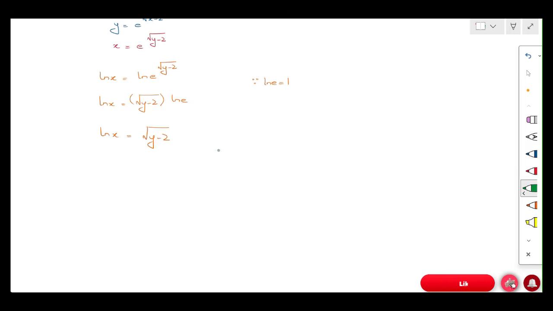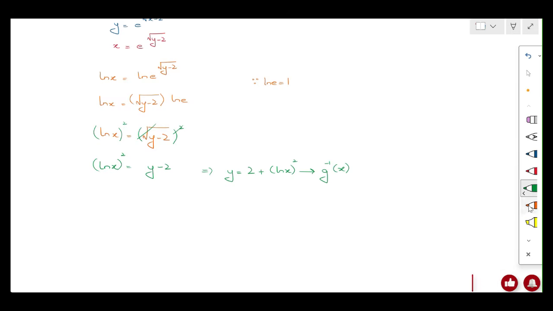To solve for y, we have to do the squaring on both sides. Now the square and the square root cancel out, and we are left with the natural log of x is equal to (y minus 2) whole squared. Now, what is the y value? Shift the 2 to the other side, so y is 2 plus (natural log of x) whole squared. This y is my g inverse of x. You got the g inverse of x, right?